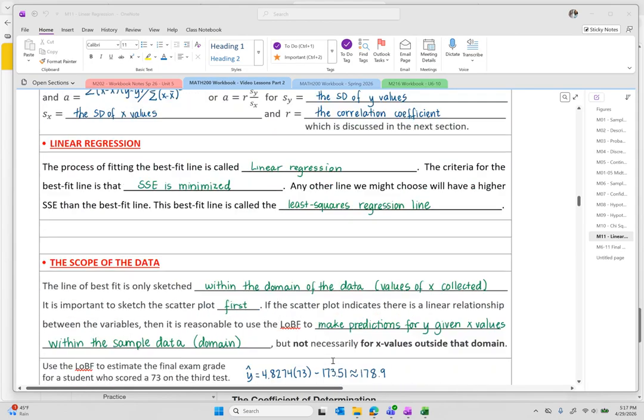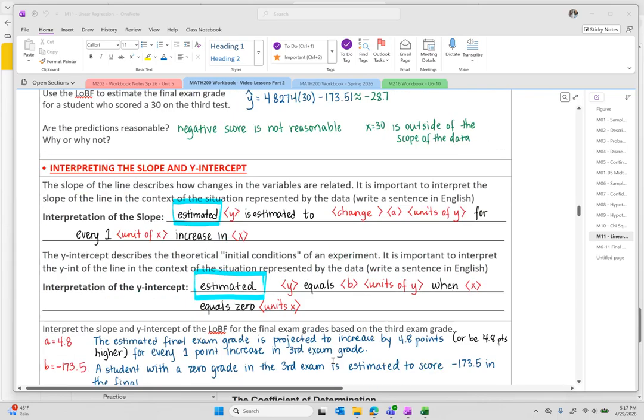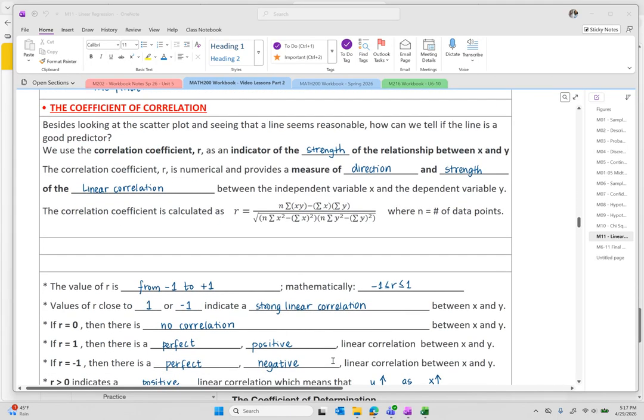To finish the unit on the linear regression equation, we want to discuss the coefficient of correlation and the R squared that we asked Excel to present to us together with the equation of the line. So besides looking at the scatter plot and seeing that the line seems reasonable, how can we tell mathematically if the line is a good predictor?